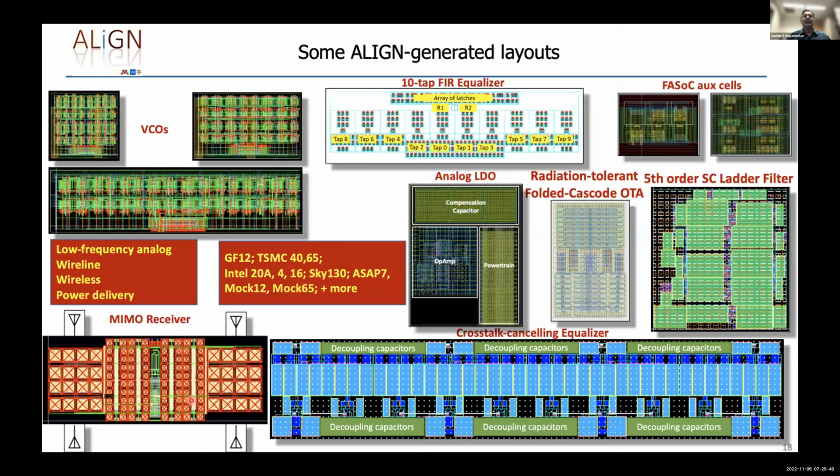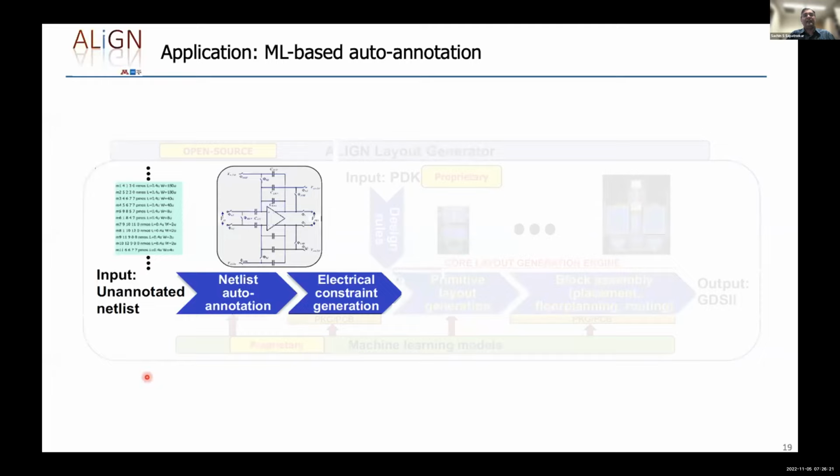This is a gallery of other circuits that ALIGN has created. These are low frequency analog circuits. They are power delivery circuits. They are high speed link circuits. They are wireless circuits, etc. So this one in particular was a MIMO receiver that we just taped out in 65 nanometers. The area was something like 40% less than the manual design, and it had comparable performance. Okay, so this is by way of explaining the big picture in terms of analog design and in terms of talking about the problem statement. Where does machine learning or AI come into all of this?